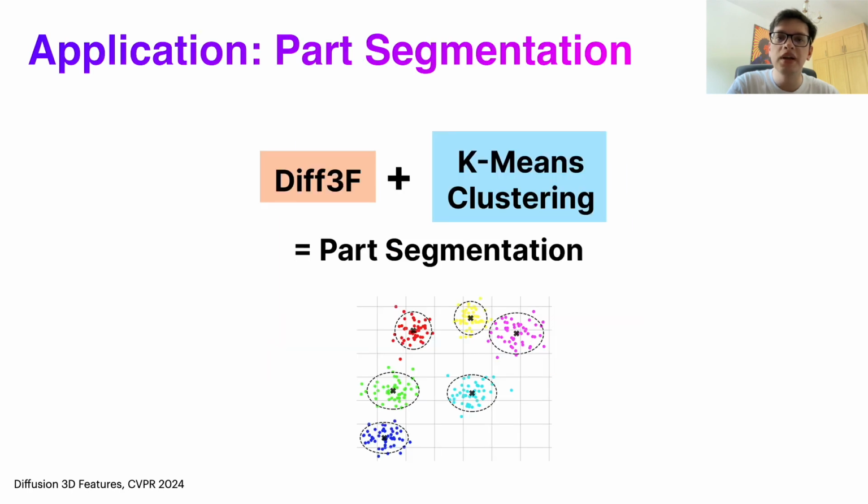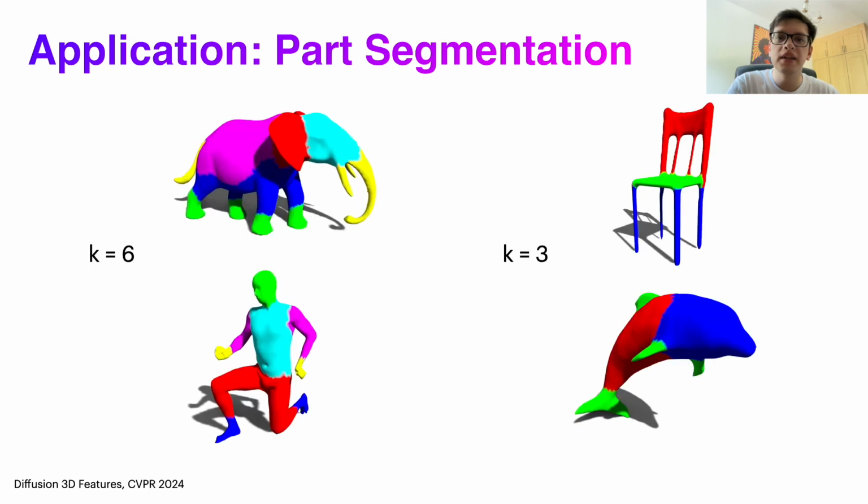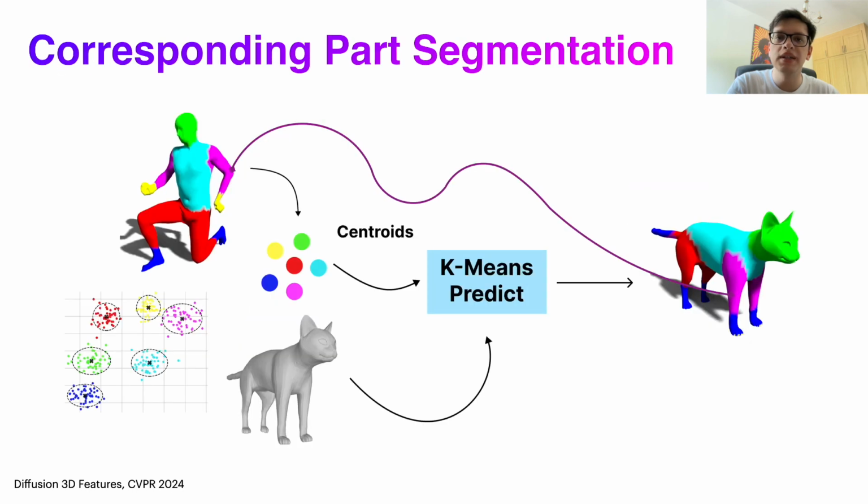K-means clustering can be directly applied to Diff3F, meaning that performing clustering directly in our feature space yields part segments. Here, the elephant and the man are segmented using k=6 and the chair and dolphin using 3. Interestingly, we discovered that the k-means centroids extracted from one shape can be used to segment another due to the semantic understanding of our descriptors. Here, the cat is segmented using k-means centroids extracted from the man. This leads to corresponding part segmentation.